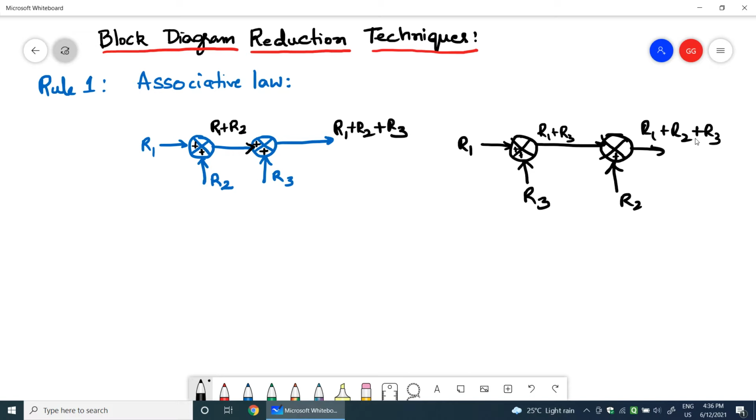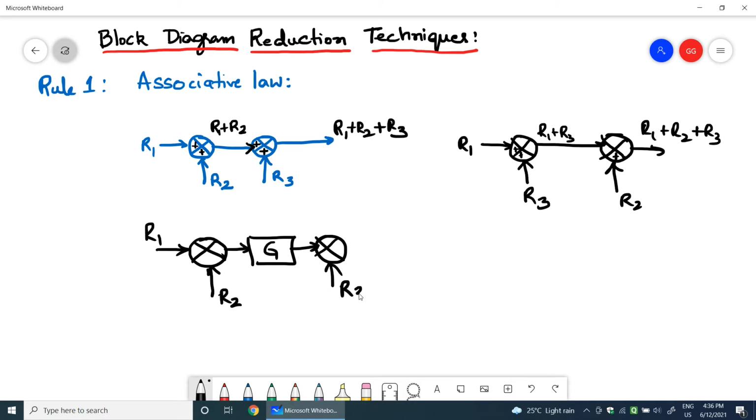Now what will you do if there is a block in between the summing points? Can we still do the same thing? Let me do that. I have R1 here, R2 here, and a block G, gain of G, and then R3 here. And what would be the output? Now the output is not the same as earlier. Now R1 plus R2 comes out here, and that is getting multiplied by G. So the output would be R1 plus R2 into G plus R3.